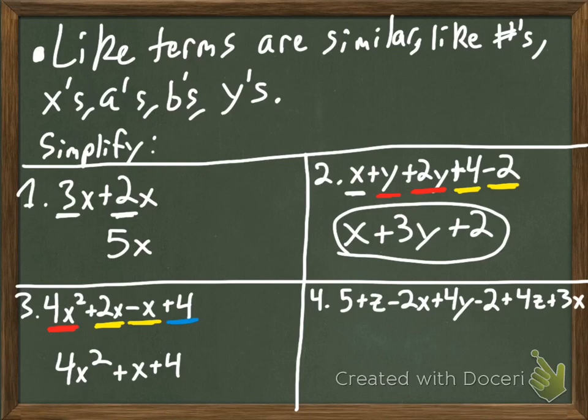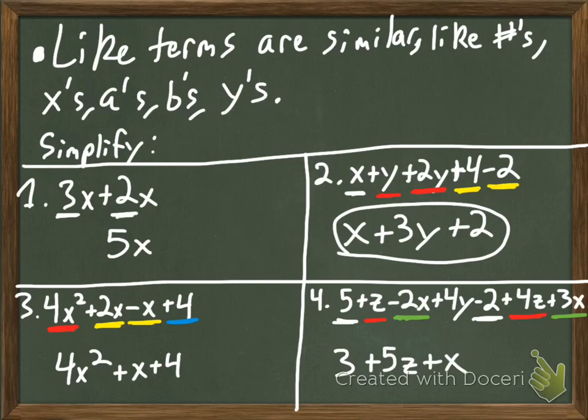Finally, we have a 5 here, and then we have a negative 2. We had to go searching for it. So 5 minus 2 is 3. Next we have a plus z, and then we have a plus 4z. So z plus 4z is plus 5z. Then we have a negative 2x and a plus 3x. So negative 2 plus 3 gives me a positive x.